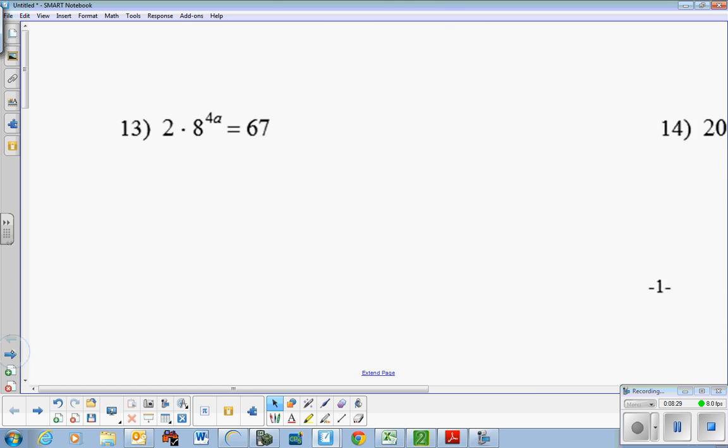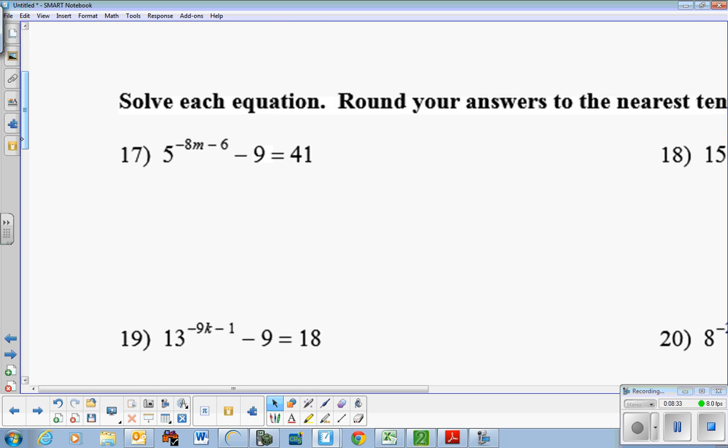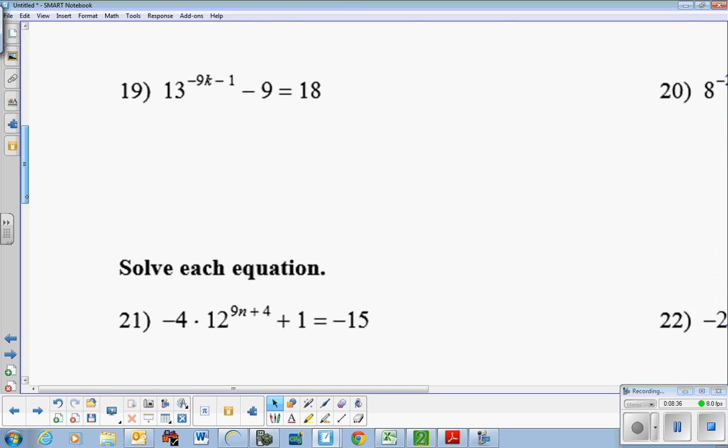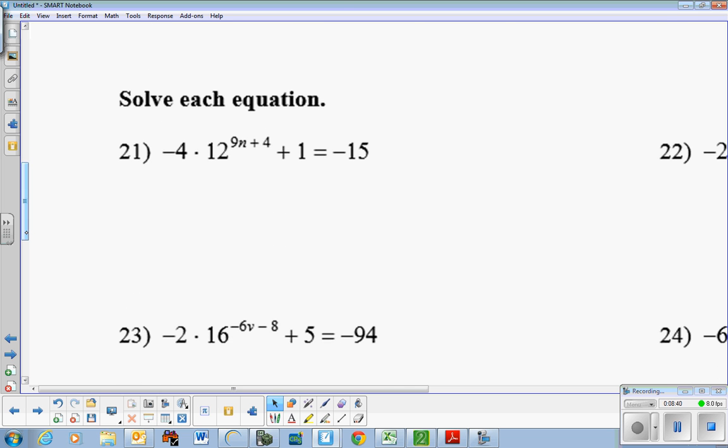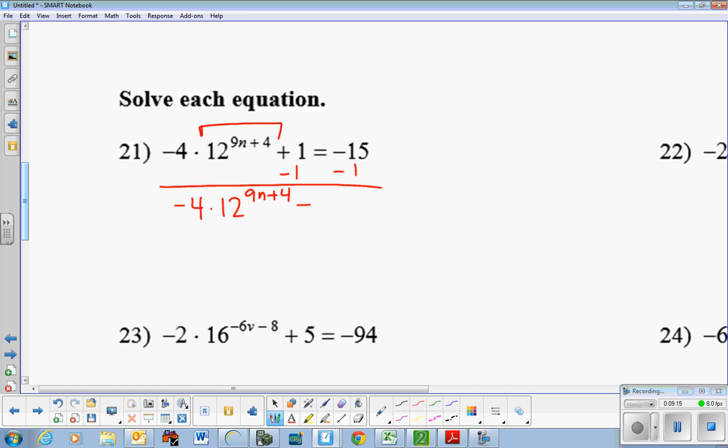All right, let's get one with a couple more steps. Let's try one like 17. Actually, let's try one like 21. All right, solve this equation. I see my unknown value n up in the exponent location, which tells me automatically I need to use logs to answer this question. But like I said on the last one, do not log both sides until the exponential expression is isolated. You need to get rid of this +1 and this divided by 4 first. So I'm going to subtract 1, just like I would in Algebra 1 solving an equation. -15 minus 1, -16. Now I'm going to divide both sides by -4, just like I would have in Algebra 1.